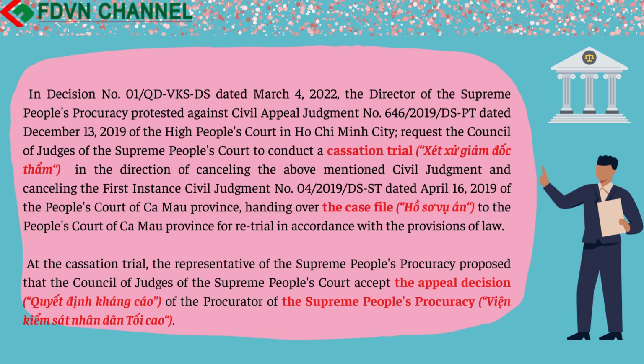At the cassation trial, the representative of the Supreme People's Procuracy proposed that the Council of Judges of the Supreme People's Court accept the protest decision of the Director of the Supreme People's Procuracy.